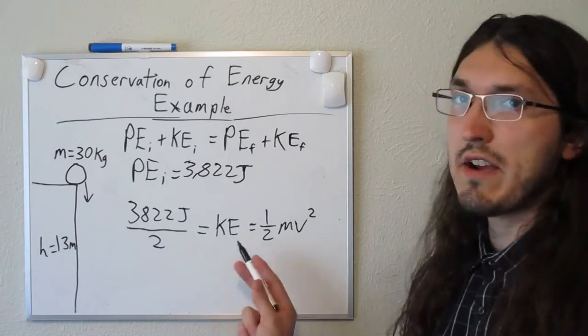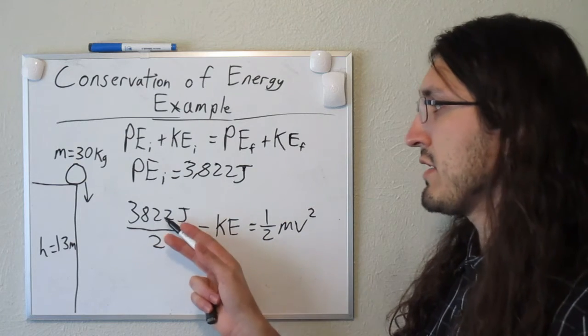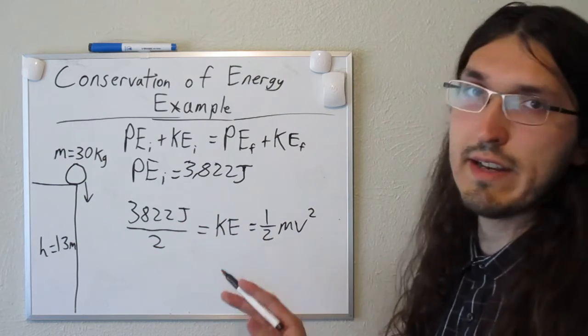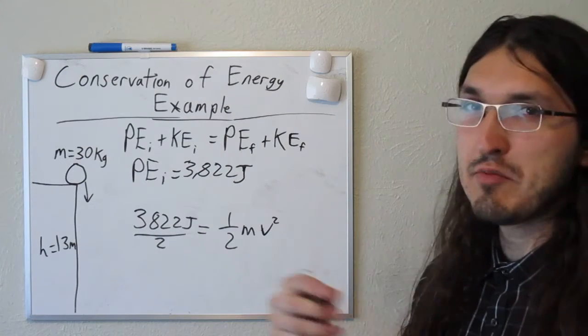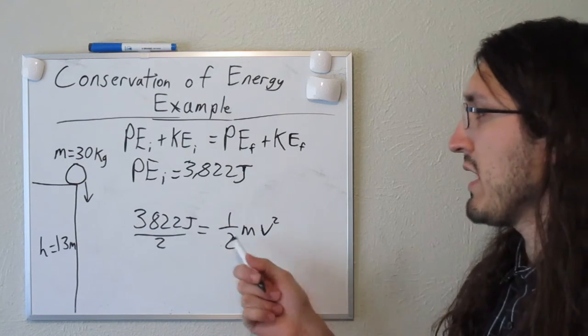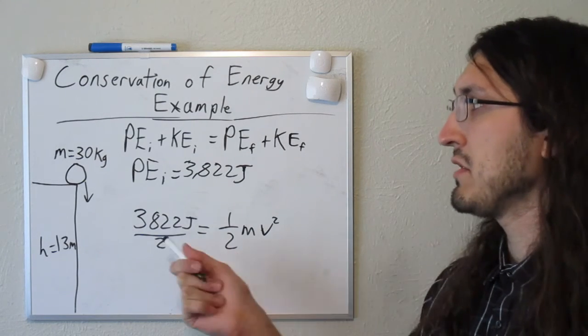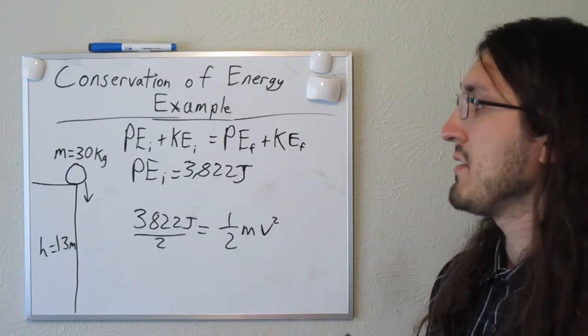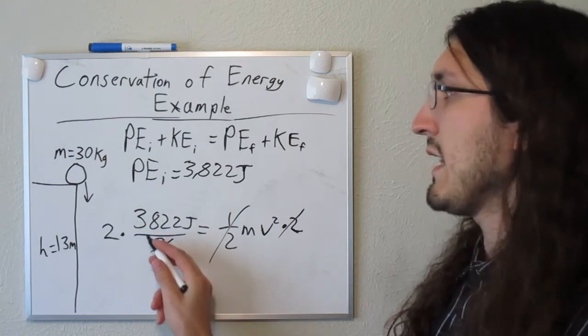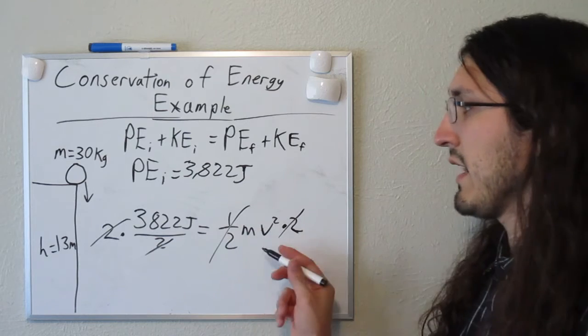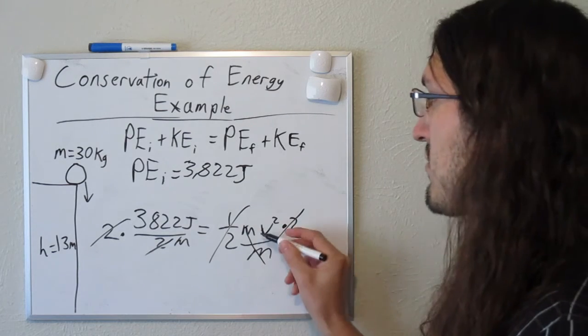Here I just wrote out that 3,822 divided by 2 is going to be equal to the kinetic energy, which is equal to, of course, 1/2 mv squared. I know at the halfway point, the kinetic energy is going to be 1/2 mv squared, which is going to be equal to the initial energy divided by 2. If I solve for velocity now, I can multiply by 2 on both sides. That lets me cancel out the 2's on both sides. I can divide by m on both sides, and then take the square root of both sides.